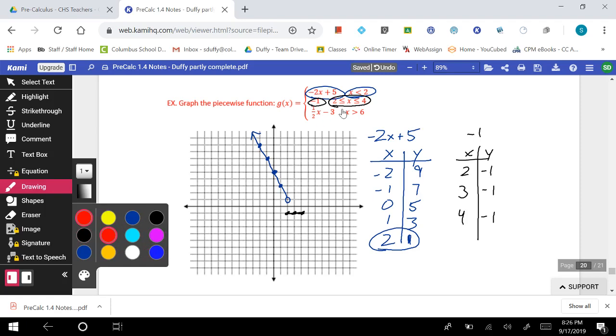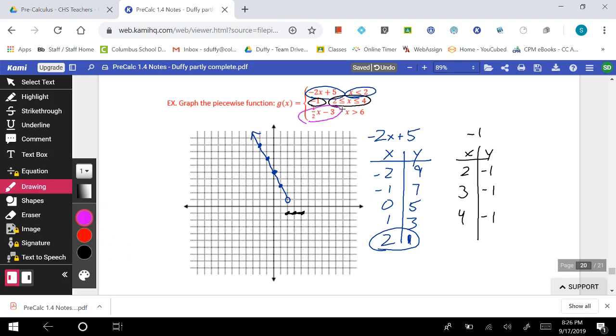And the last part, I'm actually going to do this in red. I'm running out of, well, I guess I could change that to purple. Okay, let's see if that works. Purple, 1/2 x plus 3 for x values that are greater than 6. I said plus 3, I should have said minus 3. For x values that are greater than 6.